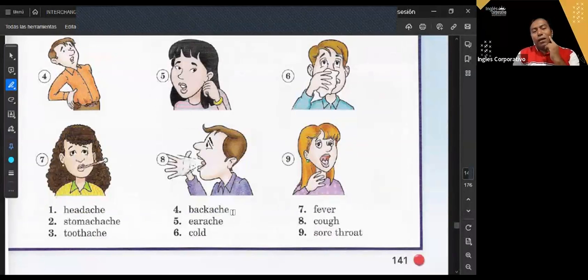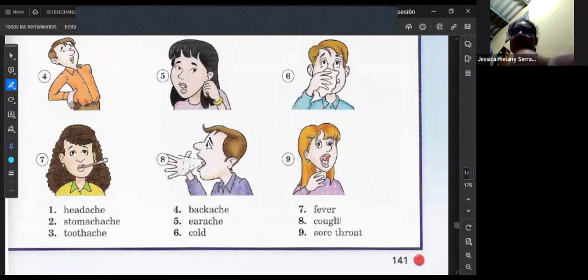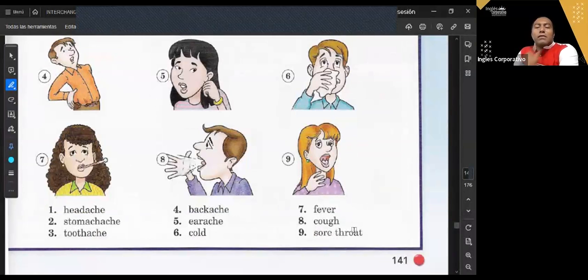Toothache. We have bad cake, earache, a cold, a fever, a cough. And sore throat, sore throat, very good, excellent, that's nice, very good.